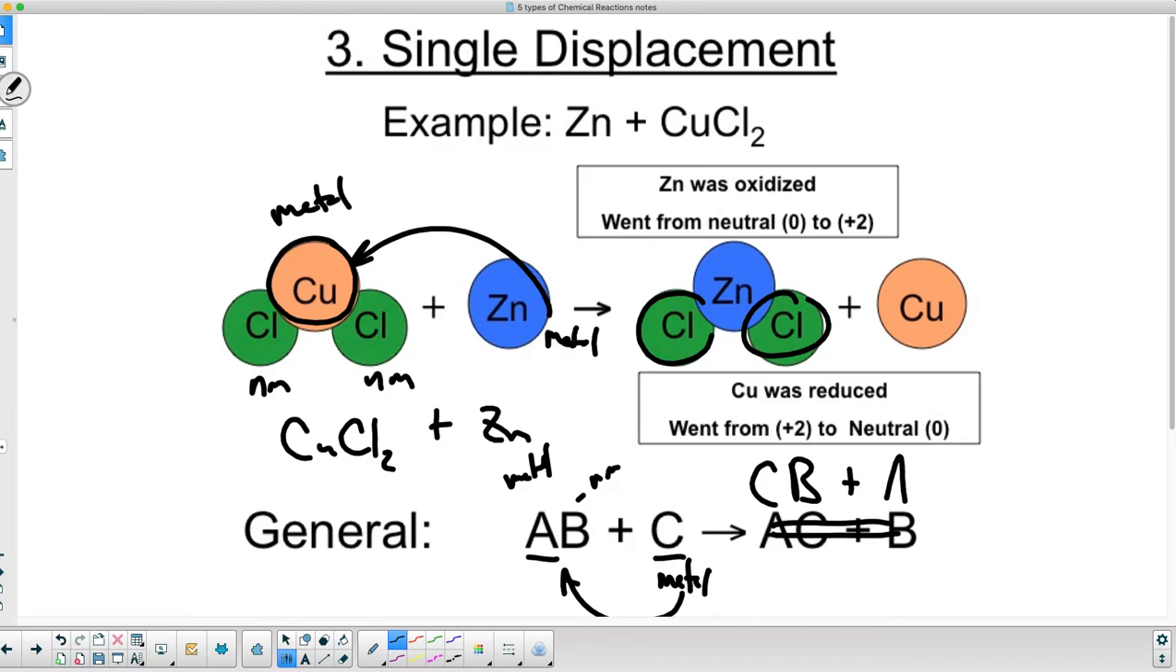CB plus A. That's what it should look like. Because this right here is A, these are B, this is C, so it's CB plus A. And it should be written like that with the C coming first. The reason why is because the C is a metal, and metals come first in compounds.